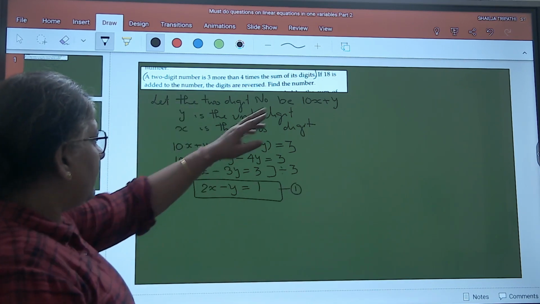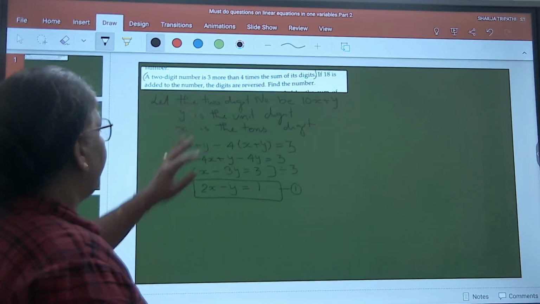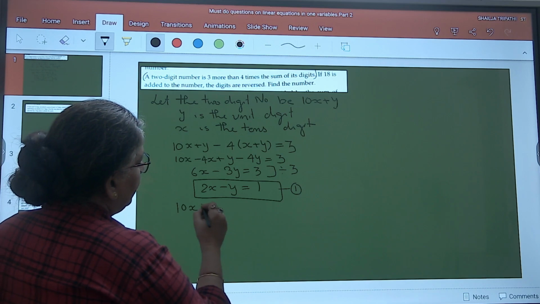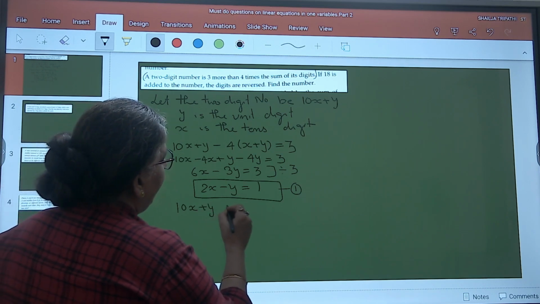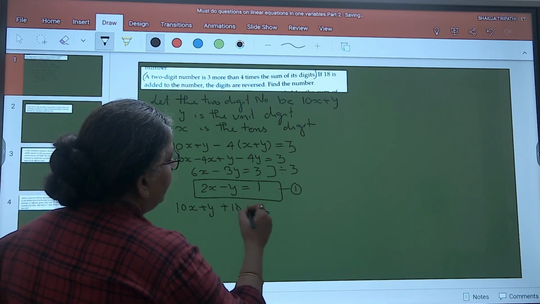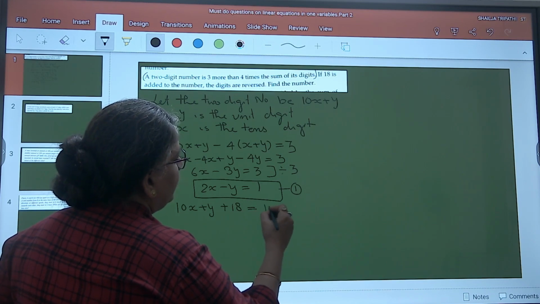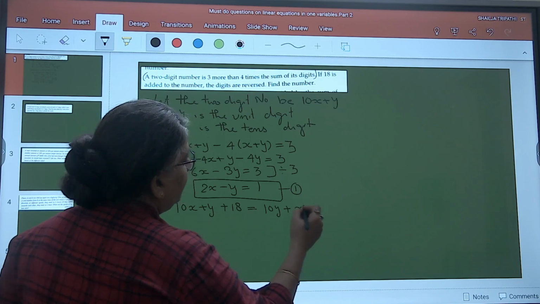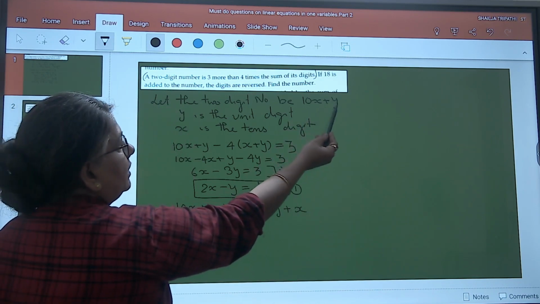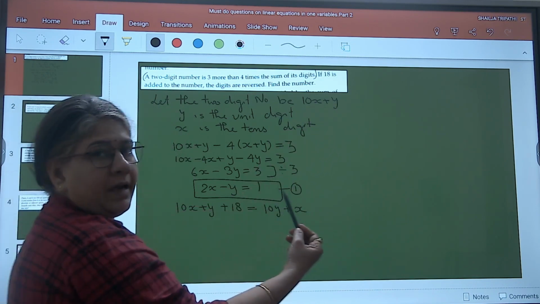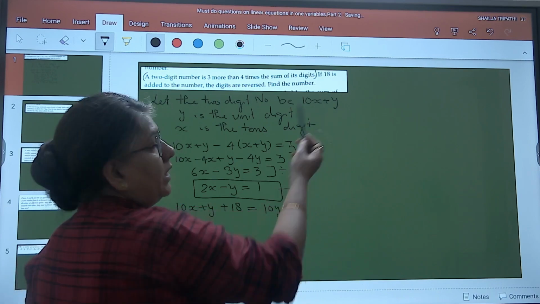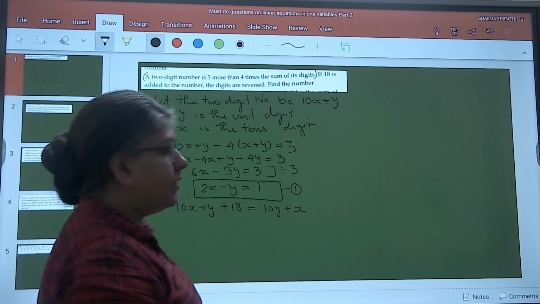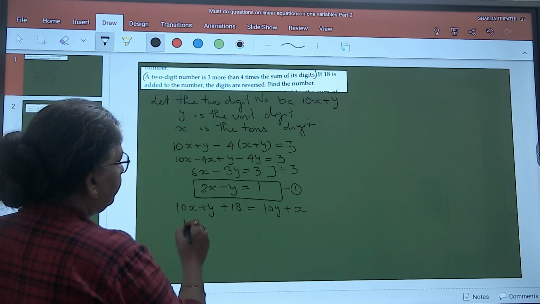The next part says if 18 is added to the number, so let's write down the number 10x plus y. If 18 is added to the number, the digits get reversed. So the number will be 10y plus x. So we are reversing the digits. See, y will come in the tens place and x will go in the unit place. This is what is meant by reversing the digits.